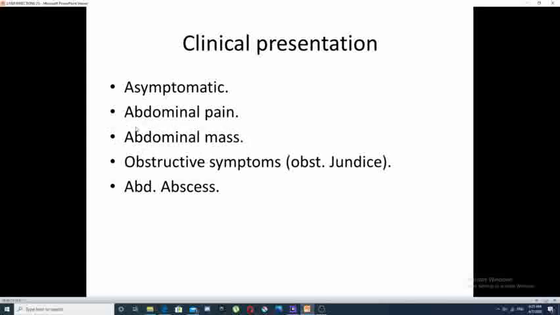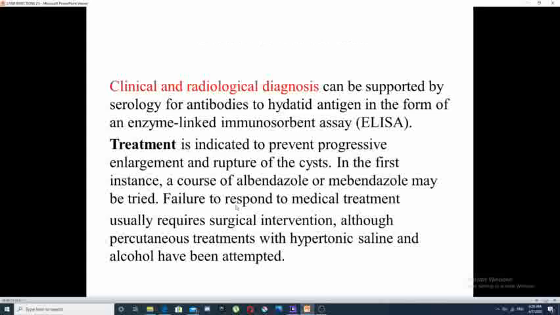Some patients may present with a complication of the hydatid cyst, like obstructive symptoms, obstructive jaundice, or abdominal abscess. Clinical and radiological diagnosis can be supported by serology for antibody to hydatid antigen in the form of ELISA test.